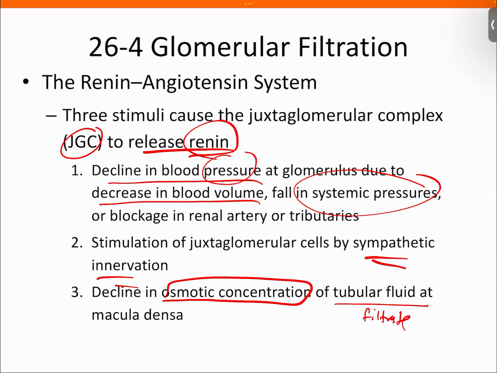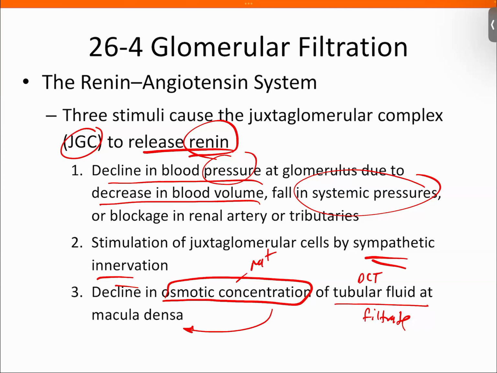And if you have a decline in osmotic concentration of your tubular fluid, this is your filtrate. That's what's inside your filtrate. And in particular, not just the filtrate anywhere, but your filtrate in your DCT. This is going to be sensed by the macula densa, right? Because remember, we said the macula densa is that condensed mash of cells that's actually part of the DCT. And at that point, what we're talking about is osmotic concentration. We're really talking about sodium, right? Because sodium is the osmotic lure. It's what's causing water to move back and forth.